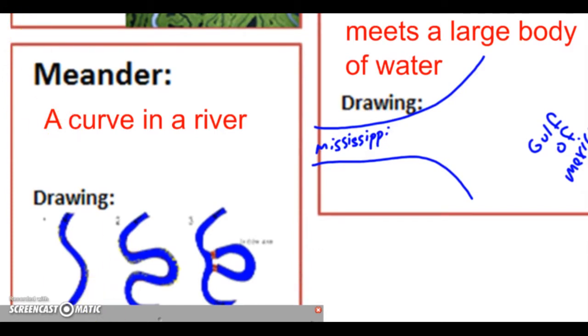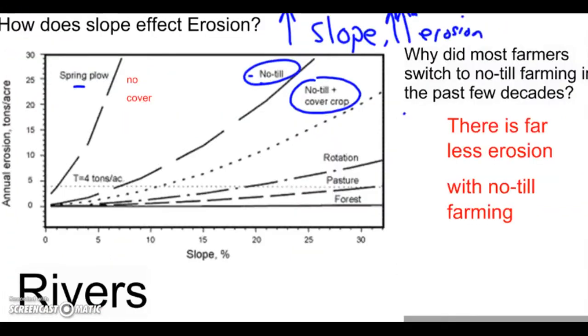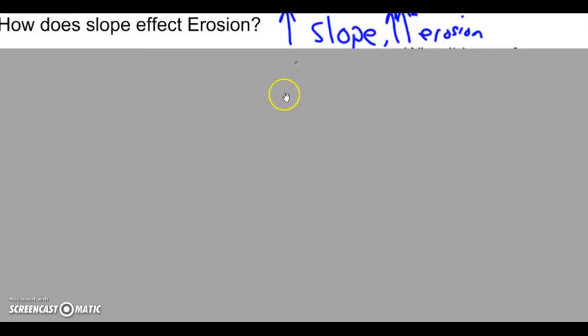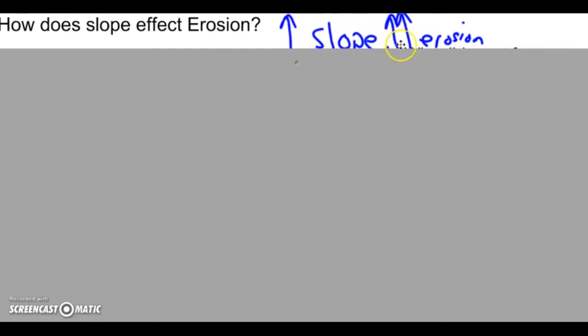Now, the second page of the notes. How does slope affect erosion? As we see in class, if we take a stream table and increase the slope, we doubly increase the amount of erosion that goes on. So the increase in slope increases erosion by a lot.